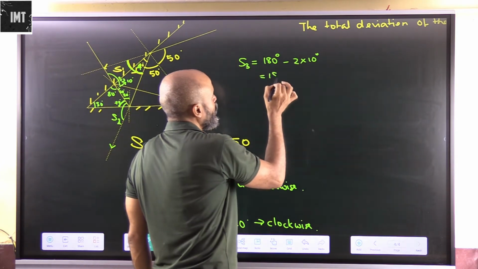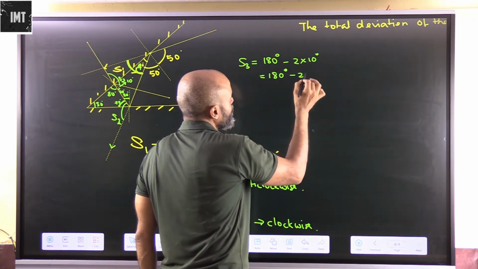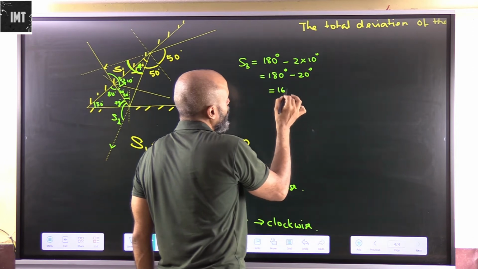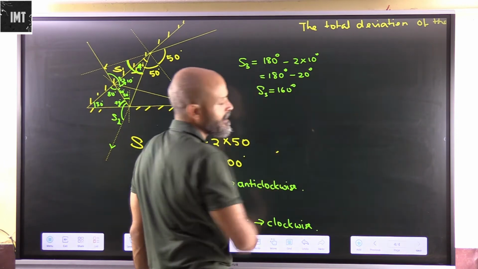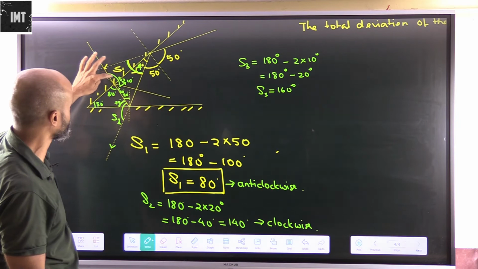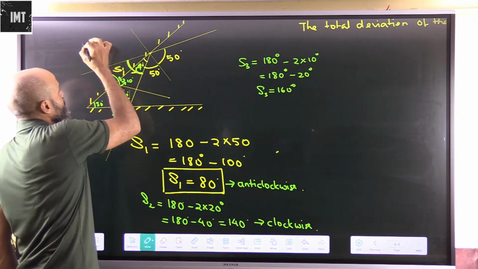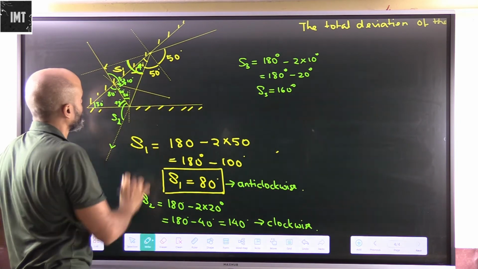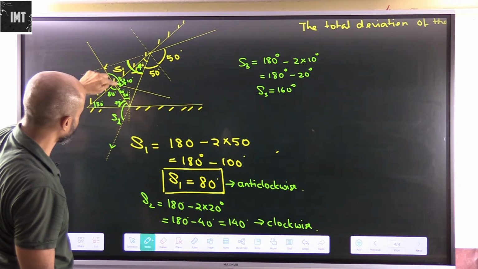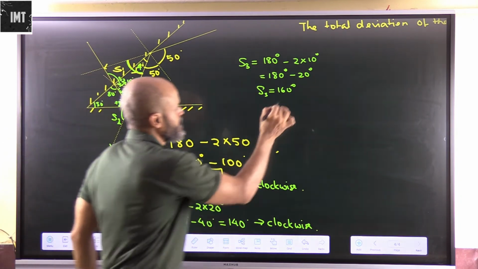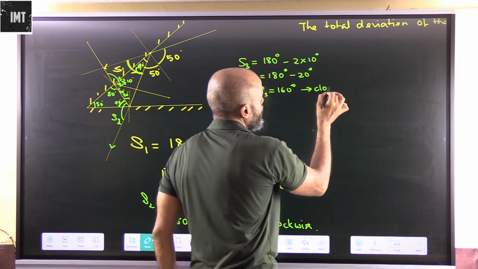So this will be 180 degrees minus 20 degrees, that will be 160 degrees. So delta 3 will be 160 degrees. But in what direction? Look at this very carefully. This is the incident ray, this is the reflected ray. So this is basically the clockwise direction. Very important, people, very important.